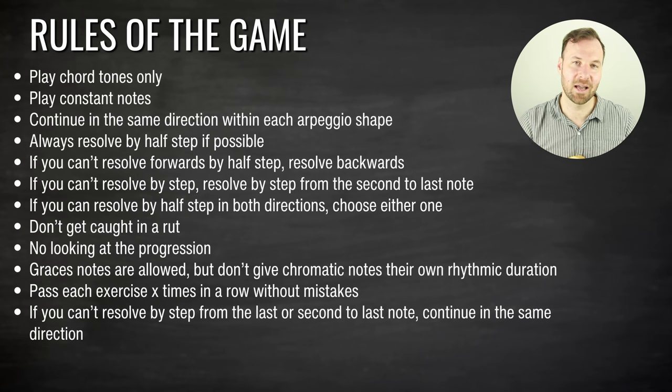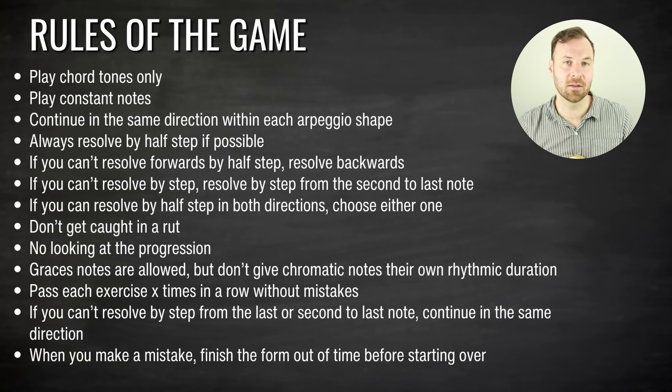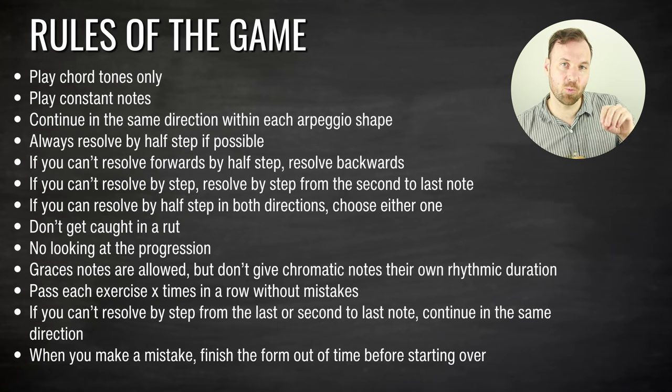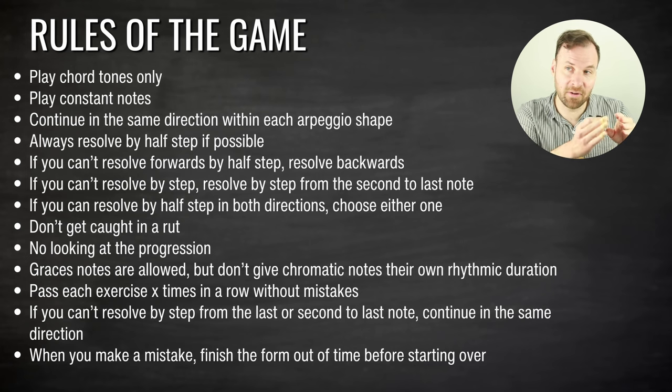Okay, this is the last thing. When you're playing in time and you make a mistake, we want to start over. We need to get it a certain number of times right in a row. But when you make a mistake, instead of just starting over, because this really takes a lot of drilling, you want to stop where you messed up, find the connection you missed, and out of time play through the rest of the progression. Our first exercise is out of time, so you'll get used to how to do that.